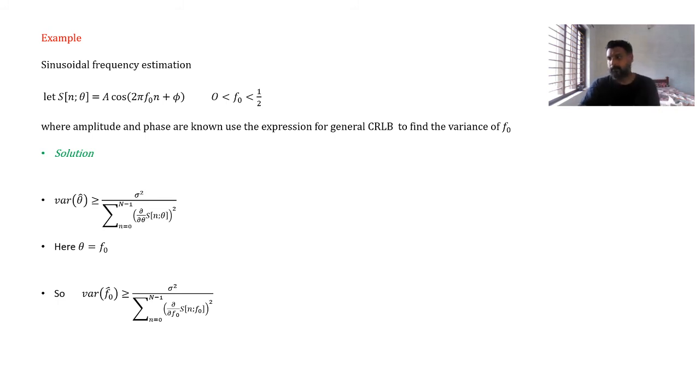Now I will take the derivative of A cos(2π f0 n + φ), which is nothing but ∂/∂f0 of s[n; f0].